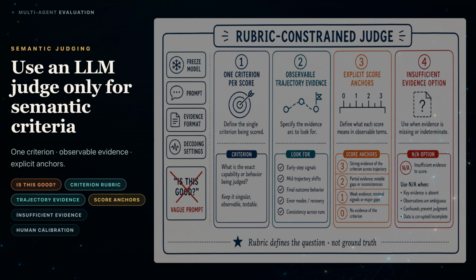The rubric defines the question and reduces ambiguity. It does not make the judge deterministic, factually correct, or capable beyond its underlying reasoning. Keep authorization, budget, and exact arithmetic outside the judge. Validate semantic grades against human-labeled examples from this actual task.